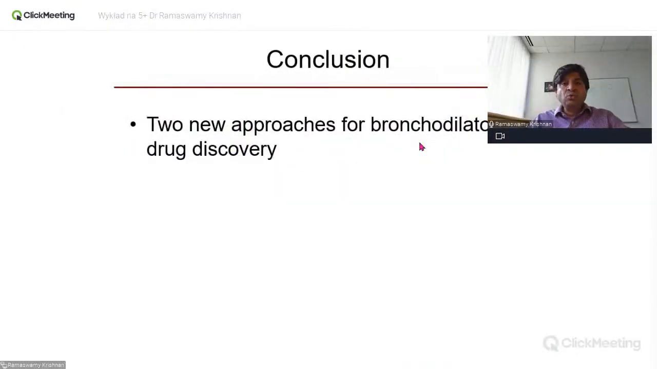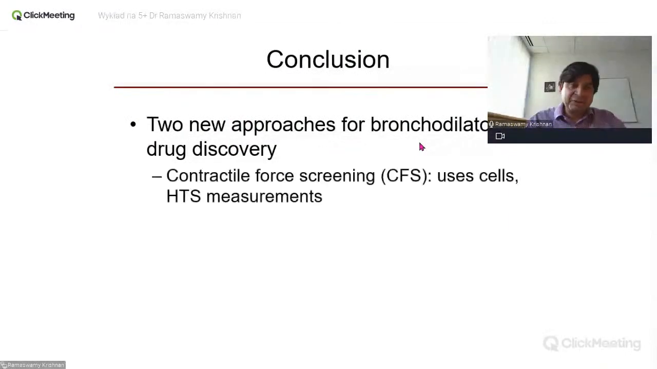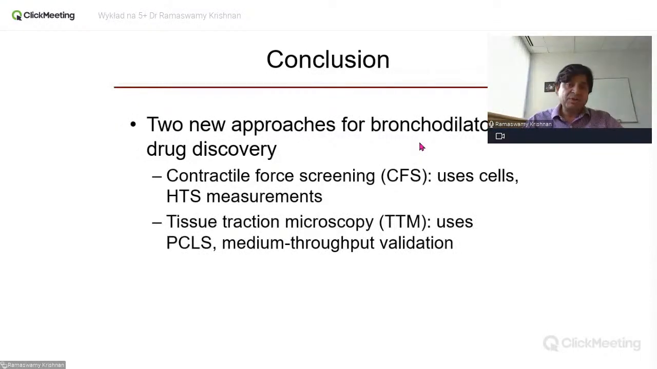So then I've described to you two approaches for bronchodilator drug discovery: the method of contractile force screening, which uses cultured cells and is fast, 96, 384 well plate. And I've also described to you the method of tissue traction microscopy, which uses lung slices, including human lung slices, and is medium throughput. At the moment, we run them in 6 well, but we can expand them maybe to 12 and 24.